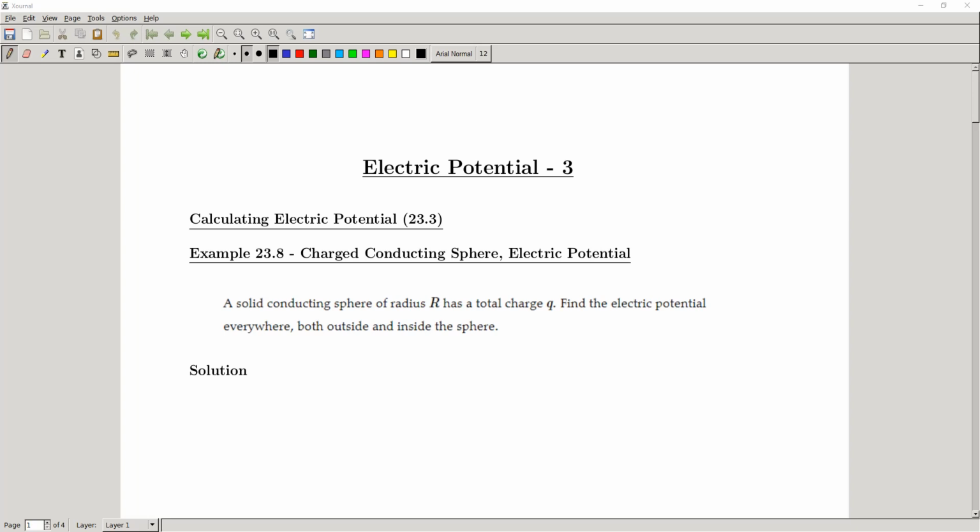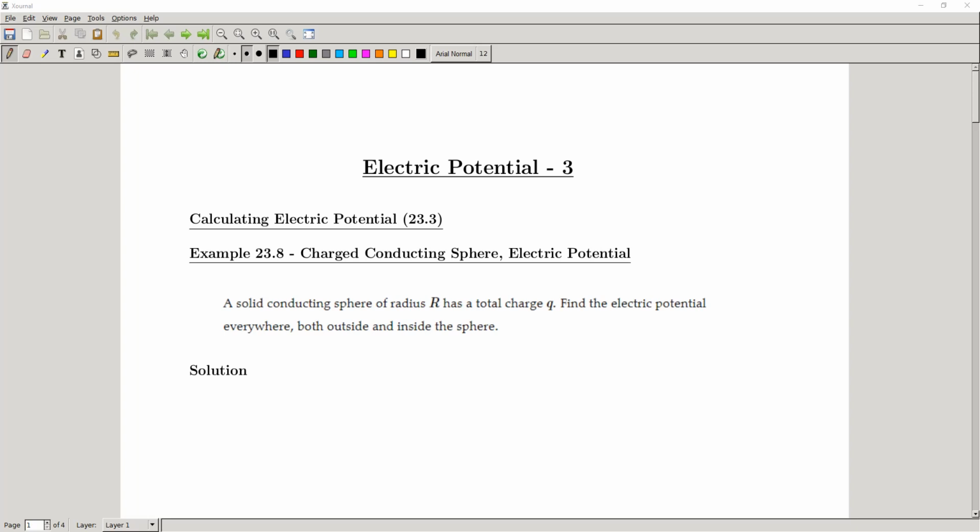So in section 23.3, they start off with an example where they look at the charged conducting sphere problem, and they're looking for the electric potential outside of a charged conducting sphere. So we've looked at the electric field outside of a charged conducting sphere before, and now we're going to turn the problem around here, and we're going to look at the potential for every point inside and outside of a conducting sphere with some charge on it.